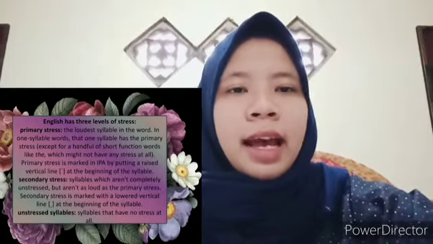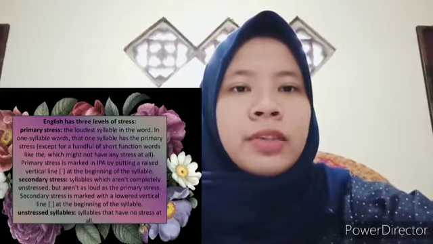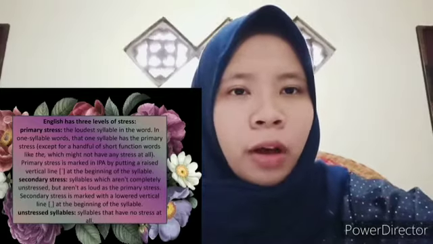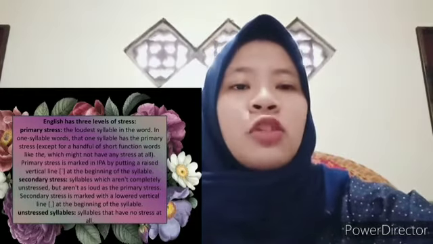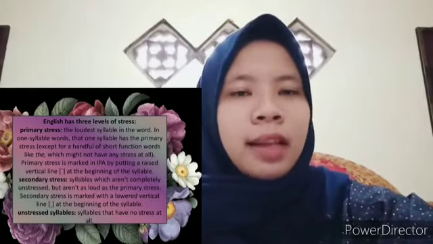And next, we talk about English has 3 levels of stress. The first is primary stress, the loudest syllable in the word. In one syllable words, that one syllable has the primary stress, except for a handful of short function words like the, which might not have any stress at all. Primary stress is marked in IPA by putting a raised vertical line, we also call it apostrophe, at the beginning of the syllable.